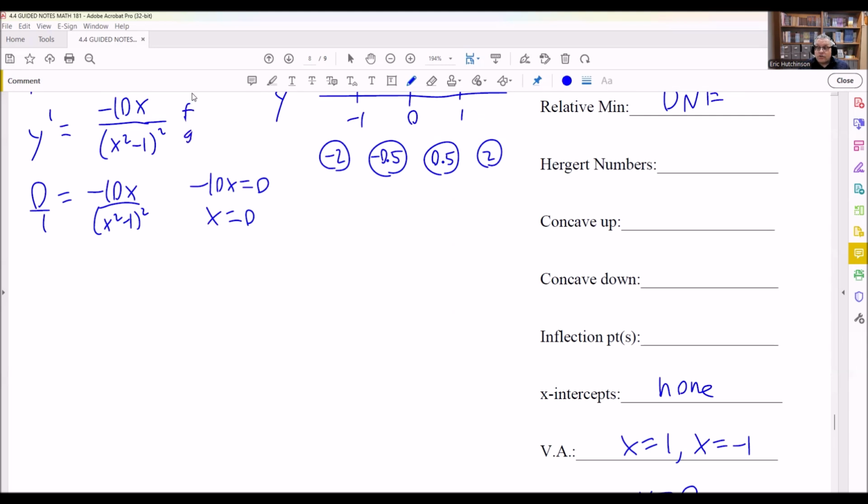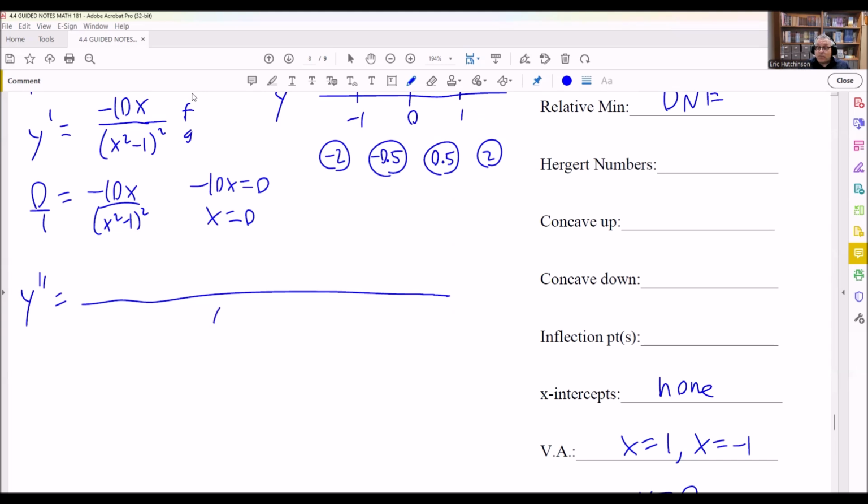This is going to require us to use a quotient rule this time. Now, we could actually bring this up and make it a product rule if we wanted to by doing x squared minus 1 to the -2, but I'm just going to leave it in this form here. All right, so let's write this out.